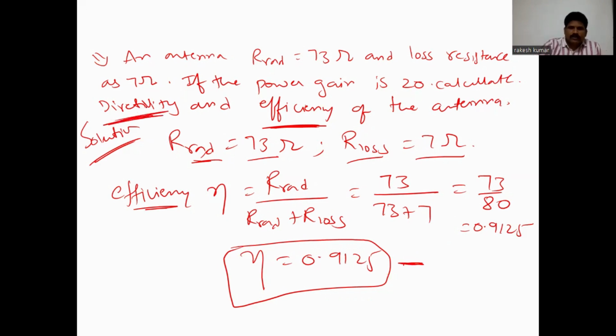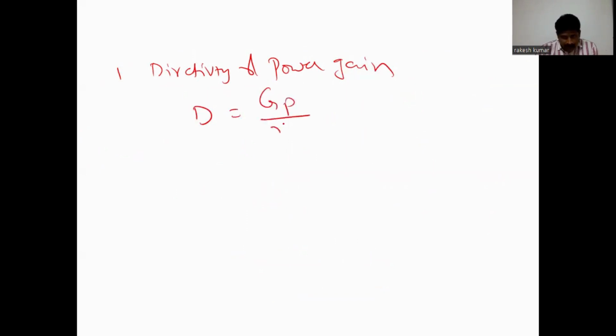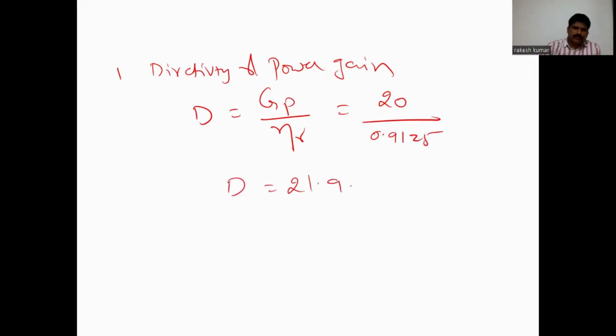Okay, so we have derived the relationship between directivity and power gain. What is that relationship? Directivity D is equal to power gain by eta. So what is the value of directivity? The value of power gain is 20. What is the value of efficiency? That is 0.9125. Therefore, the directivity is equal to 21.9. Okay, this is how you calculate the directivity.